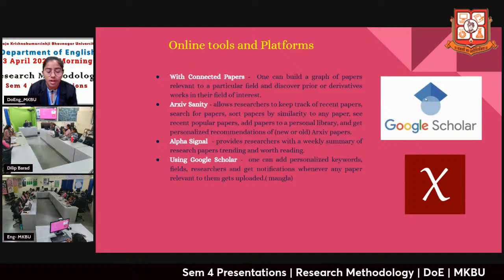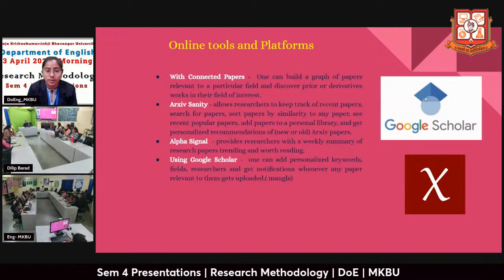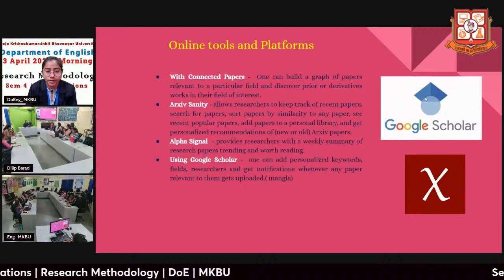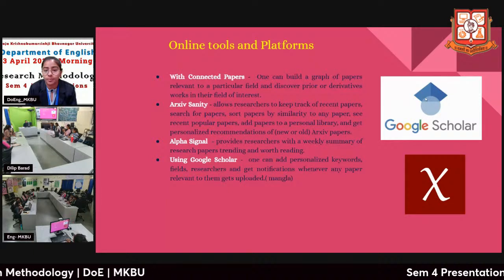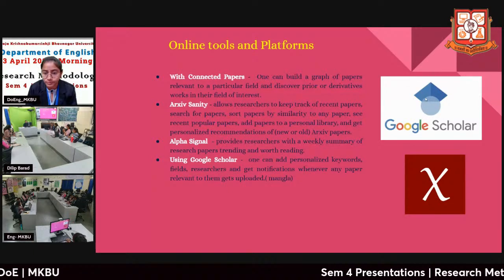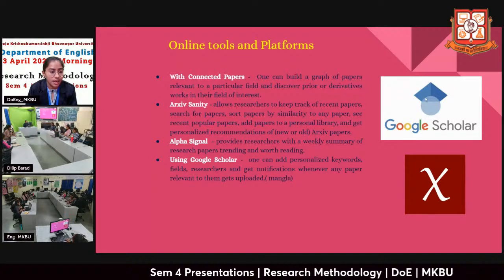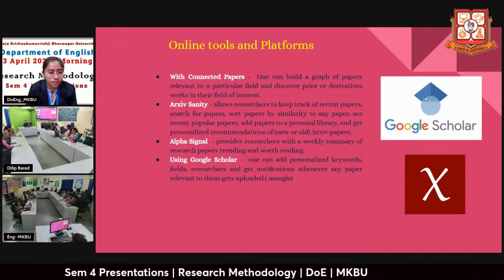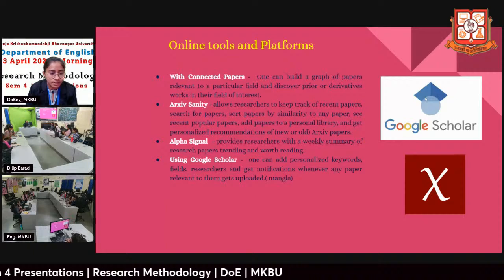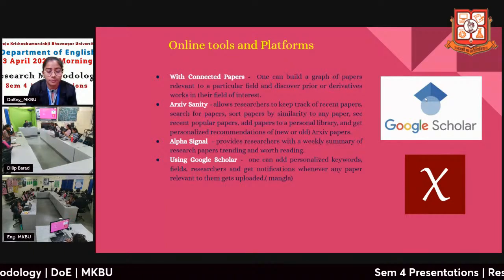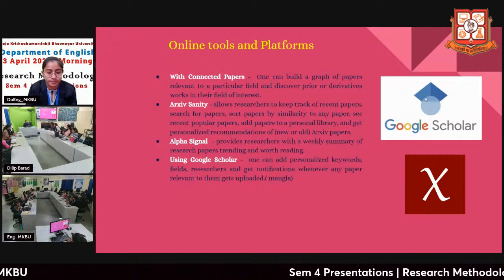Connected Papers: one can build a graph of papers relevant to a particular field and discover prior or derivative works in their field of interest. Artisanality is also one of the examples. Then Alpha Signal is an example, and using Google Scholar is another example.